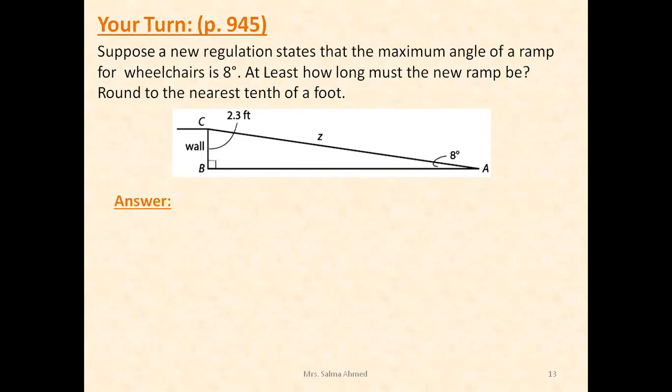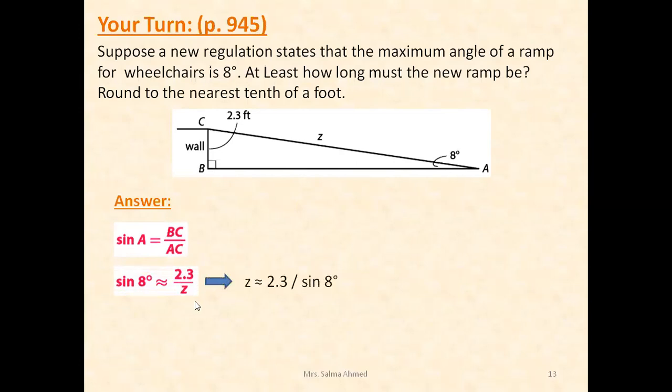So I need to get Z. This is the hypotenuse, by the way, for this triangle. I have this angle, and the wall is given, which is 2.3 feet, which is the opposite to A. So I need to use sine, not cosine, because this is the opposite side for the angle A. So sine A equals BC over AC, which is the hypotenuse. So sine 8 is approximately 2.3 over Z, which is the opposite over the hypotenuse.